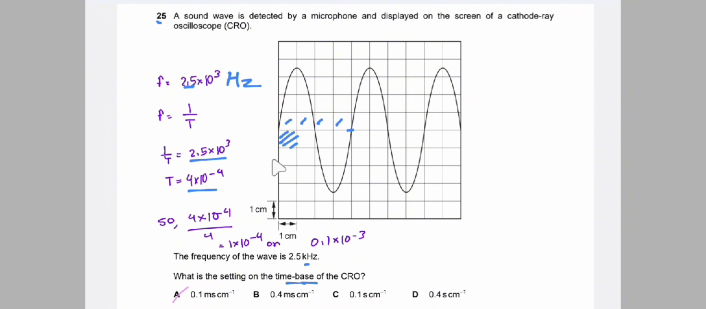So what is the time base for one box? For one box it is this value divided by 4. So this value is for one box, that is the time base. So what is the time base? The time base is 0.1 into 10 to the power negative 3, rounded to one decimal place. That is 0.1 into 10 to the power negative 3 seconds, that is millisecond. So the answer is A.